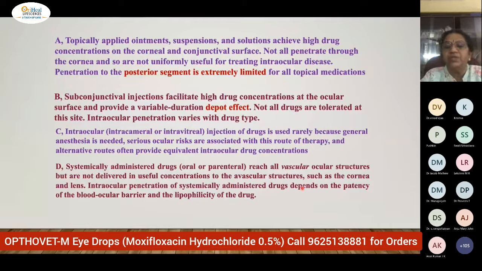You should always think about this important point. So penetration into the cornea and lens happens only through the topical. That is why we combine all these types of treatment. Intraocular penetration of systemically administered drugs can happen when there is a breakdown of the blood ocular barriers. And also, for the drug to penetrate through the cornea, the lipophilicity of the drug is also increased.